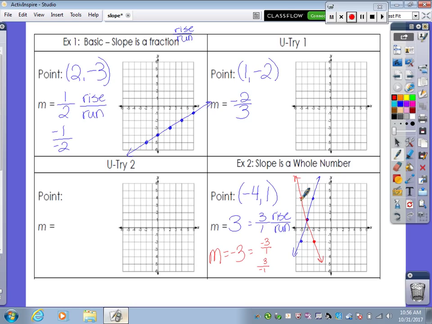The second U-try, you're going to start at the origin and have a slope of 1/3.